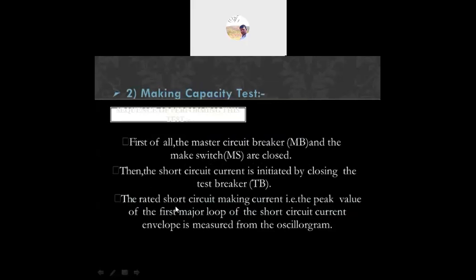The rated short circuit making current is the peak value of the first major loop of the short circuit current. We measure the oscillogram, which is used to see how much current flows through the line, that is, the amplitude value.